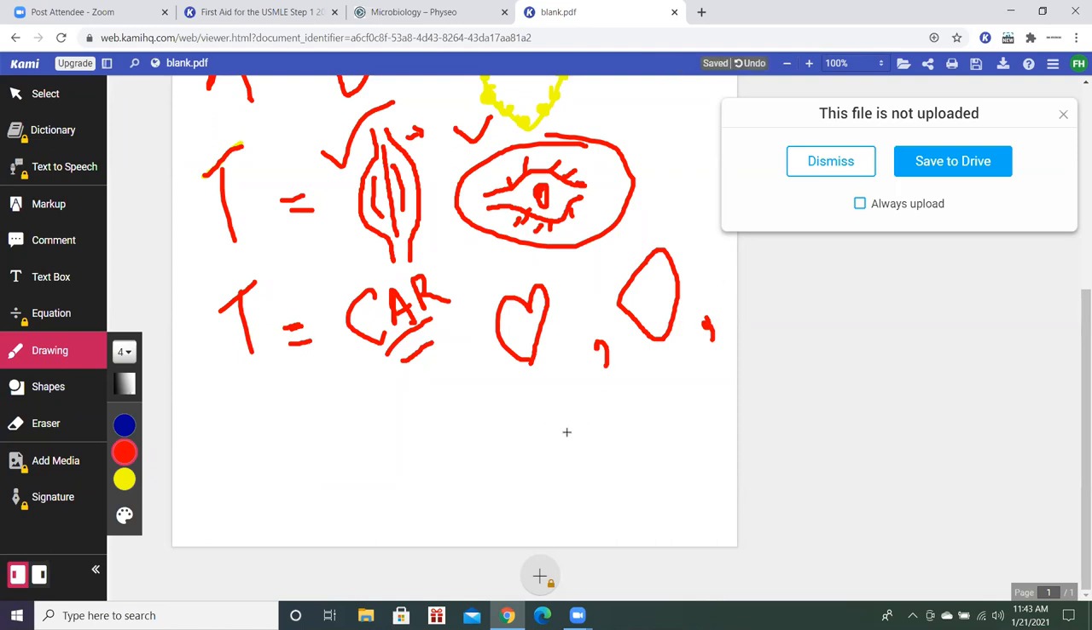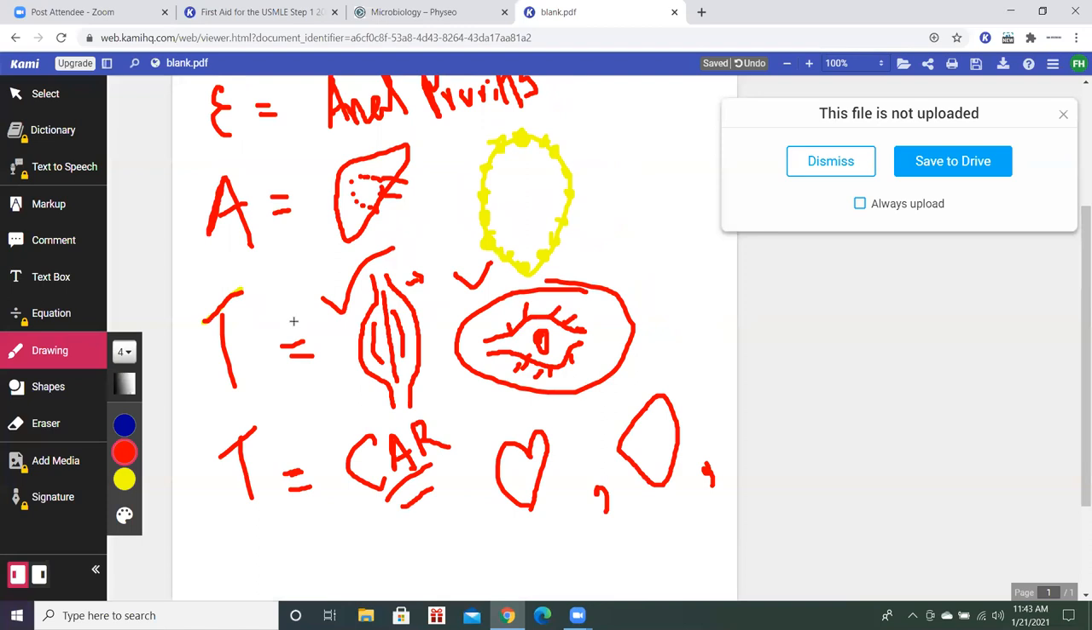And blindness. And they can also go to the brain and they can cause seizures and coma. They can cause coma and seizures. Okay, so that's that. That is Toxocara canis.